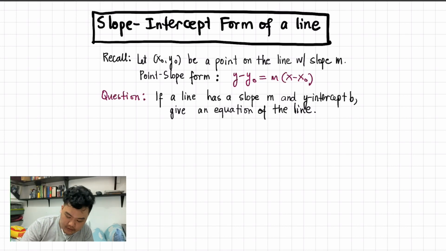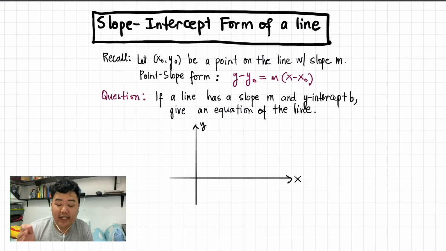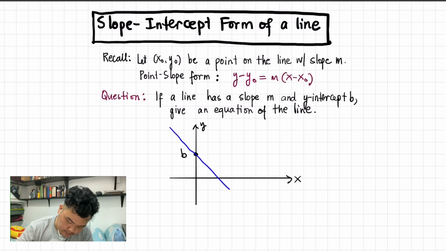So can we draw the scenario? I want a straight line. Let's say this is our xy plane. We know that the y-intercept is b, meaning the line intersects the y-axis at b. Let's say this is our line, and the slope of that line is m. Since this is b, the coordinates of that point are (0, b), because the point is on the y-axis and the x-coordinate of the points on the y-axis is 0.